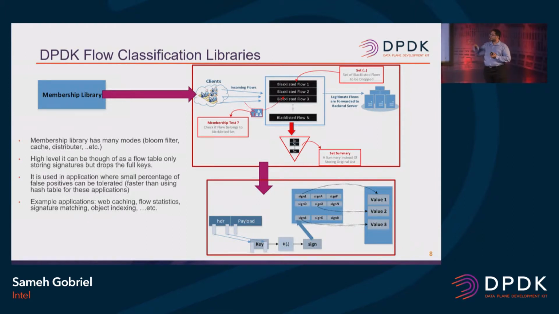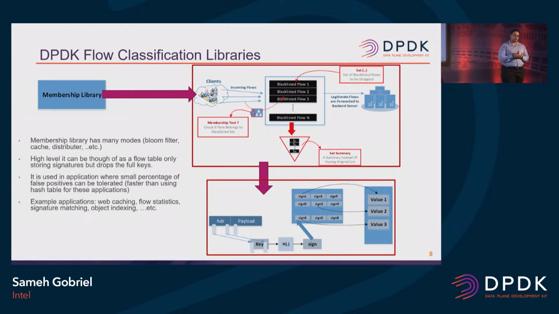And the kinds of applications that use this kind of library are so many. Web caches are a very good example of using this library. It can also be used for statistics, like heavy hitters statistics, some signature matching like this one, and object indexing. I mean, a lot of usages and workloads will benefit from using this library.